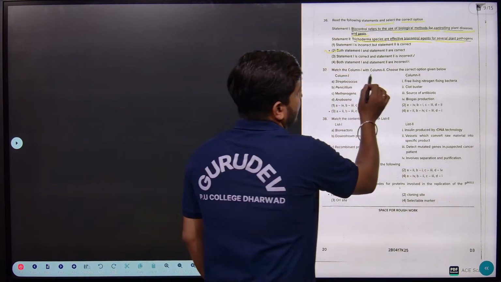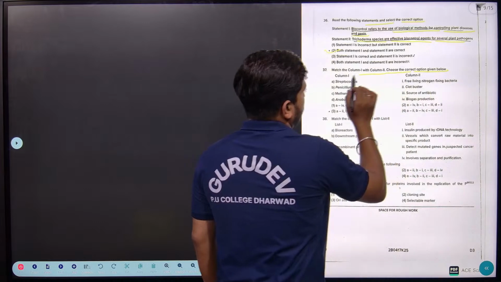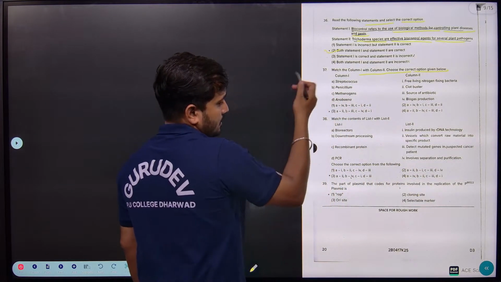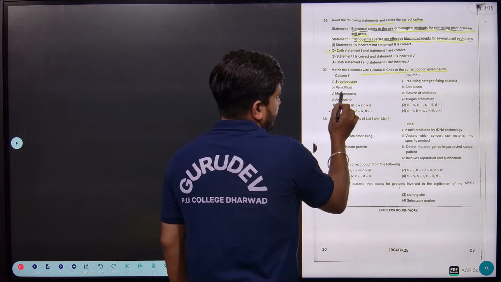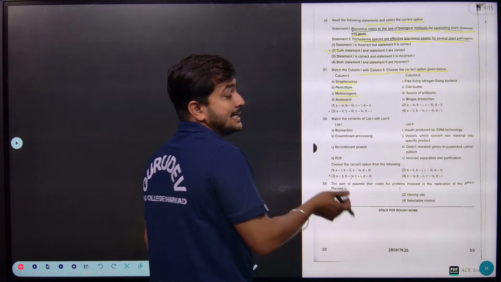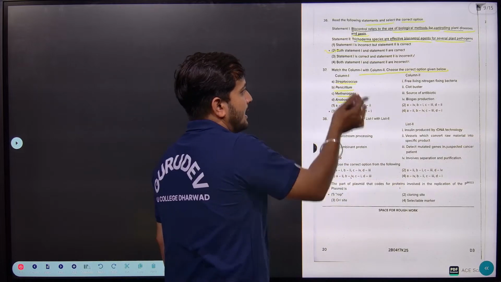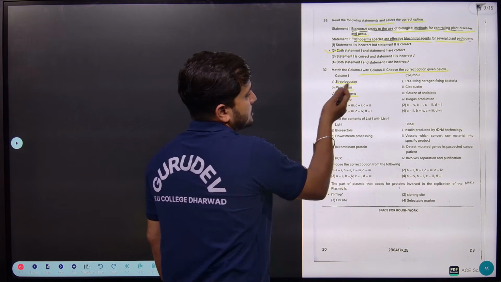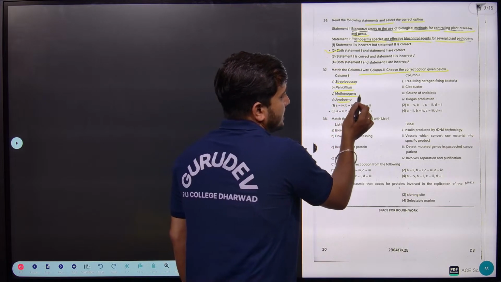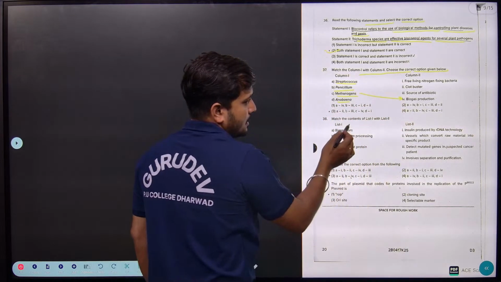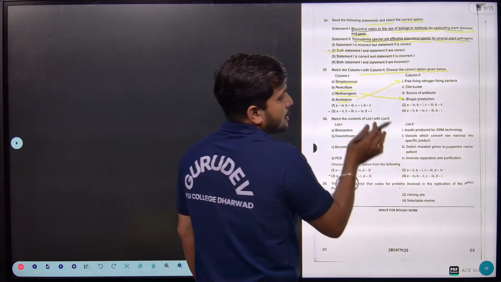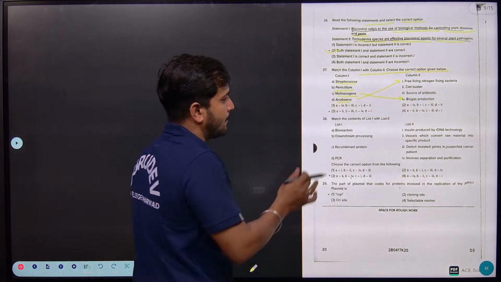Then match column 1 with column 2 and choose the correct option given below. So they mentioned different organisms like Streptococcus, Penicillium, Methanogens and Anabaena. You will find the answer easily, first you match those, right? Even if you are not getting the answer for Streptococcus, you know Methanogen and Anabaena. Methanogen is known for biogas production, right? And Anabaena is a free living nitrogen fixer. So I have to see the options now. How am I going to find out?